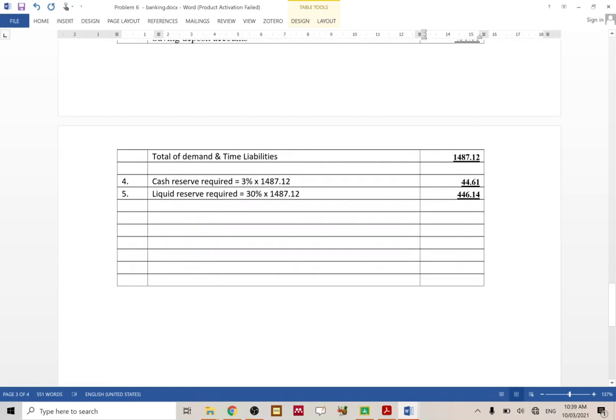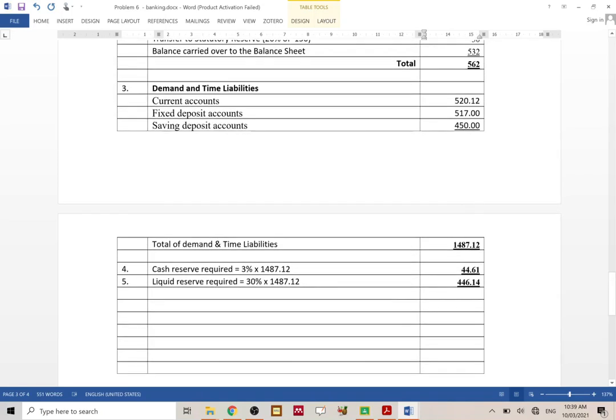Now what we need to see is whether the cash reserve which is required, as per RBI's requirement, they have to keep aside 3%, and we've calculated the amounts. So is this cash reserve which is required equal to the cash reserve that has been already maintained with RBI? We need to match the two. All right, the actual versus the expected.